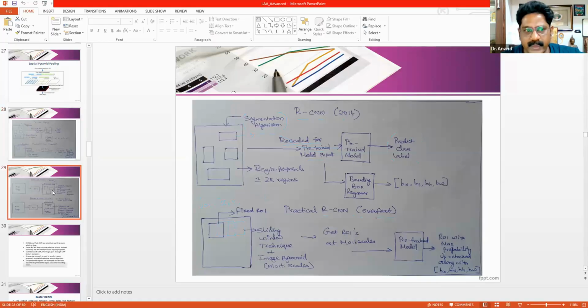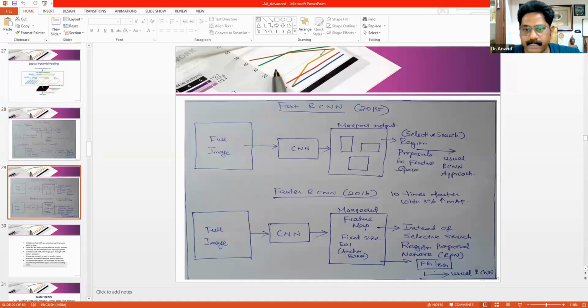Later on, two quick improvements happened in the subsequent years. You can notice 15 and 16. What people realized is that instead of doing the region proposal on the raw image, this is my original input image, which has the grayscales, better to apply CNN layers and then get the feature map. You know that the CNN layer is going to return the feature map.